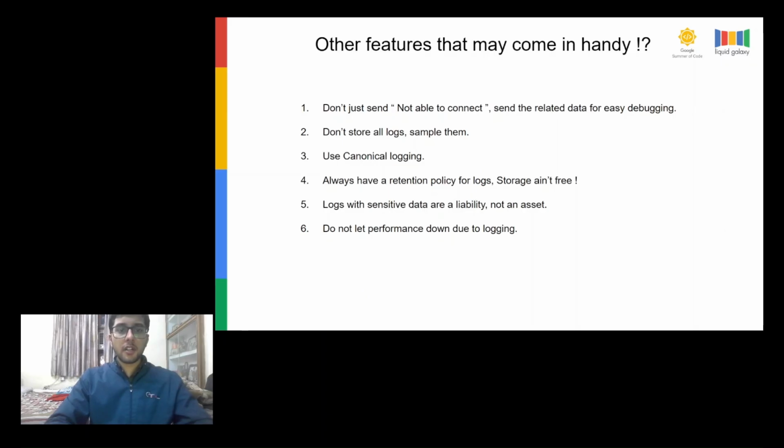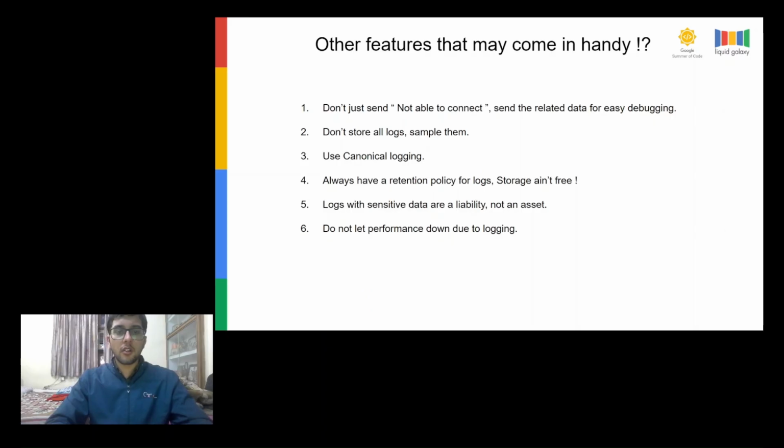So now coming back to the slides, what are some other features that may come in handy? So first, don't just log vague messages like not able to connect. Instead, attach context, error codes, request IDs, target host, retries, and timestamps. Good logs reduce debugging time from hours to minutes. Secondly, don't store everything. Logs are high volume and expensive. Use sampling to keep all errors, but only a fraction of success logs. This keeps signal high and cost under control.